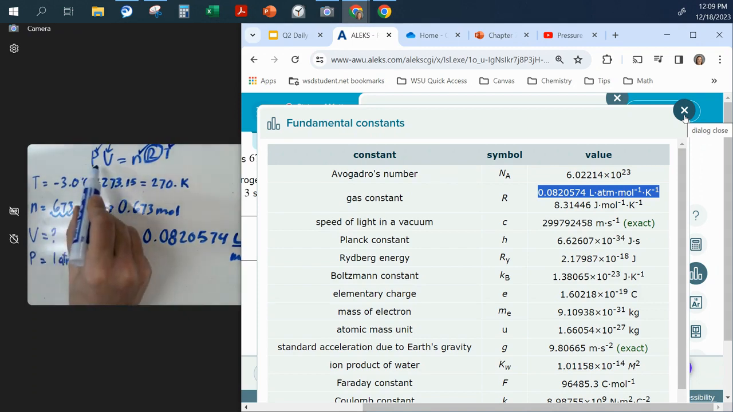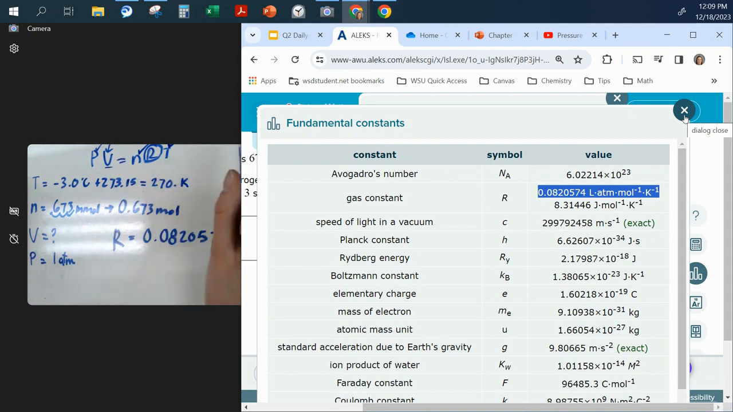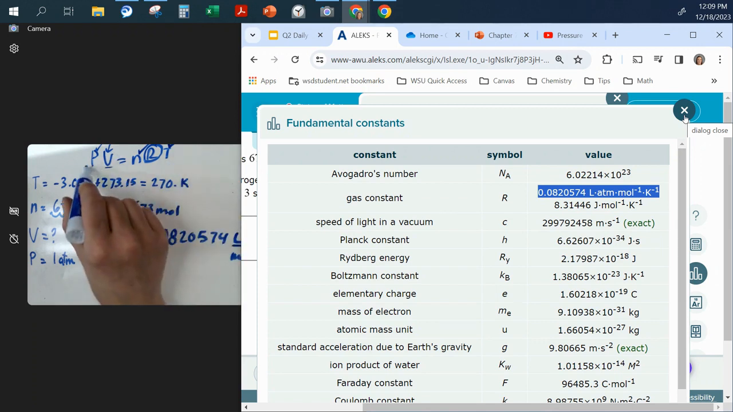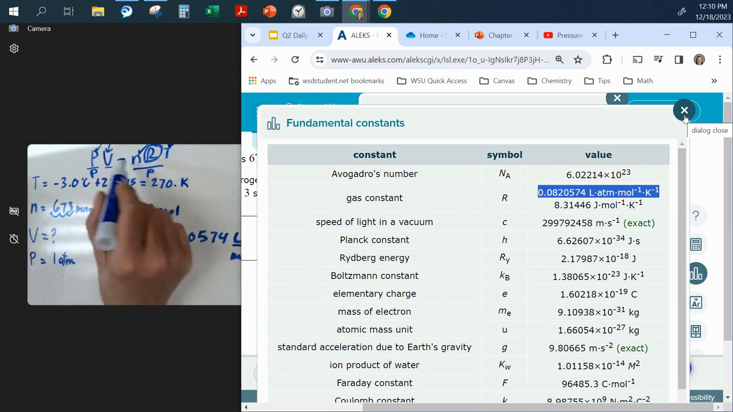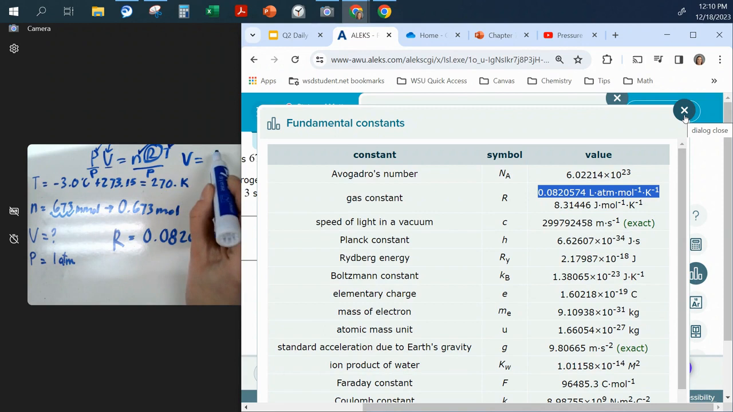Okay, so then I'm just going to set this up so that I'm solving for volume. If I divide all the sides by pressure, then I'll get volume. So volume is the same as number of moles times the gas constant times temperature in Kelvin divided by the pressure in atmospheres, and that will give us the volume.